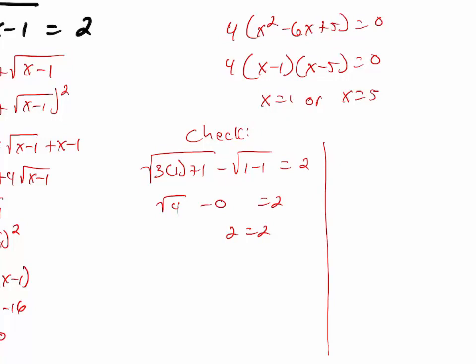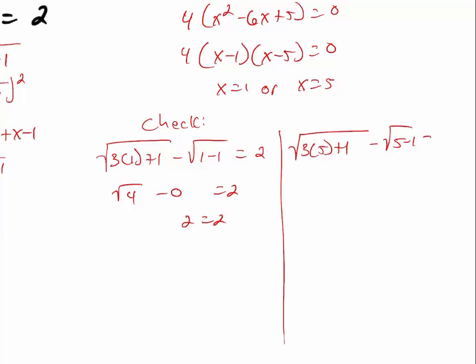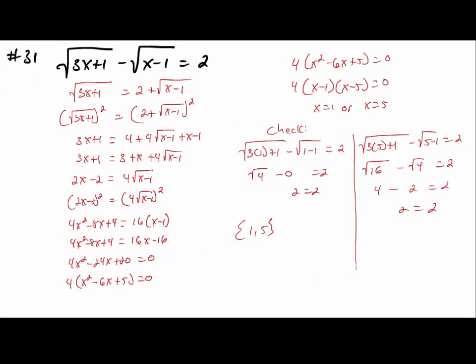And so the next one is going to be the 5. So 3 times 5 plus 1, minus 5 minus 1, is equal to 2. That's going to be 3 times 5 is 15, plus 1 is 16. So we got the square root of 16 minus the square root of 5 minus 1, which is going to be 4. And so this is going to be 4 minus 2, and you can clearly see that that's going to work. And so our solutions for this problem are 1 and 5. x is equal to 1 and x is equal to 5.